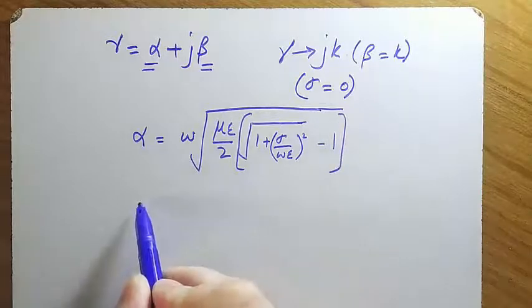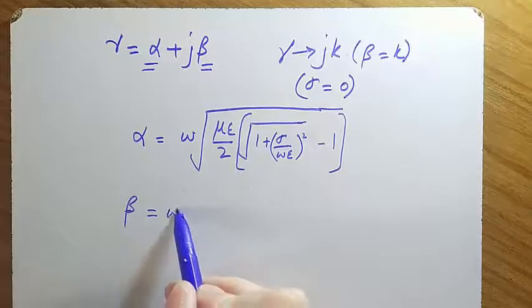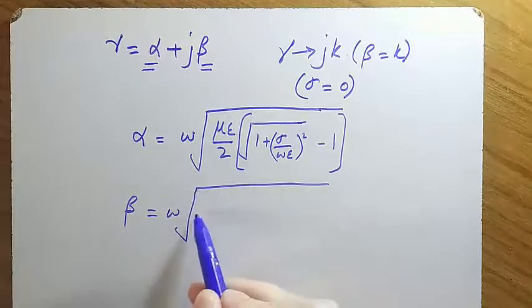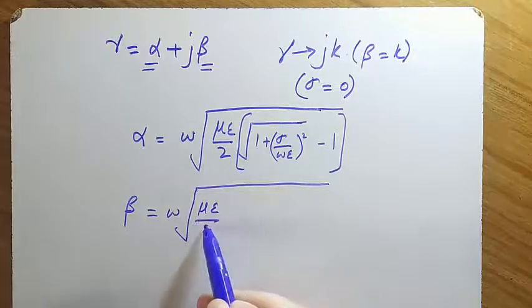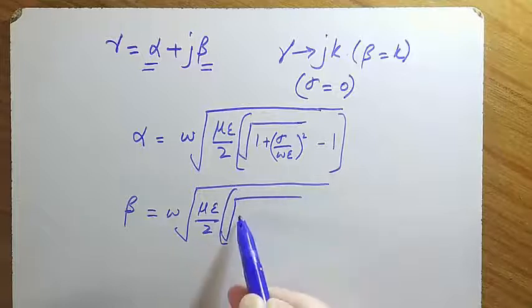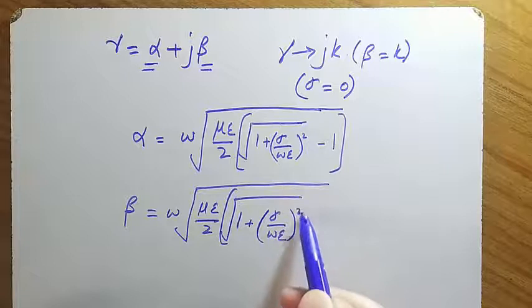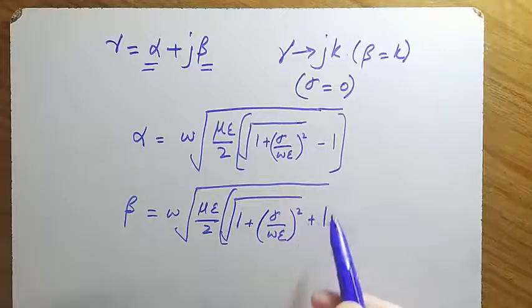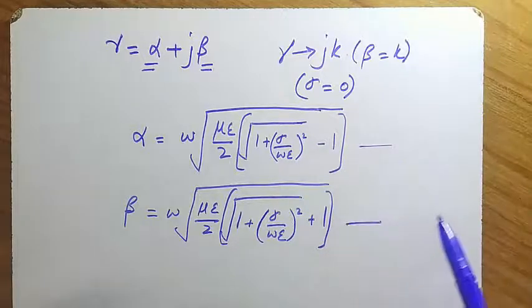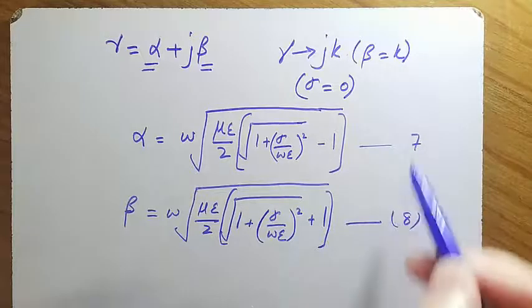This is the value of alpha, in fact, and this is beta, where beta is again omega, where omega is the radian frequency, times the root of mu epsilon divided by 2, likewise a small root with 1 plus sigma by omega epsilon whole square, plus 1. And these are the alpha and beta equations, in fact. So this can be the 7th and 8th equation.